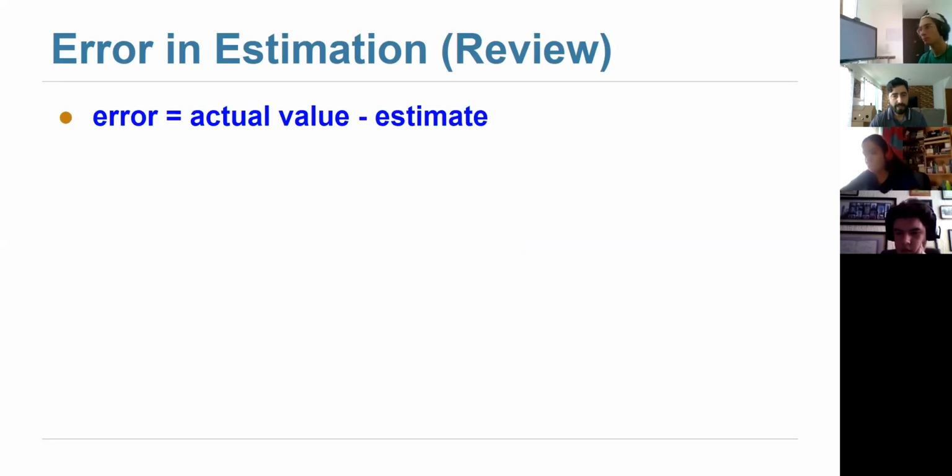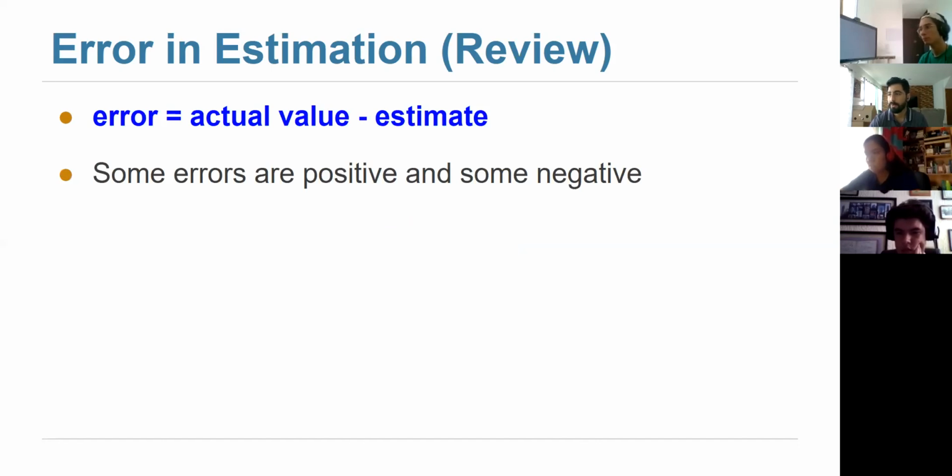Error is basically the actual value that you have minus the estimated value that you're estimating based on the data. Some errors are positive, some are negative. If you remember, when you draw the regression line, some of the points in your scatter plot fall above the line, some of them fall below the line.